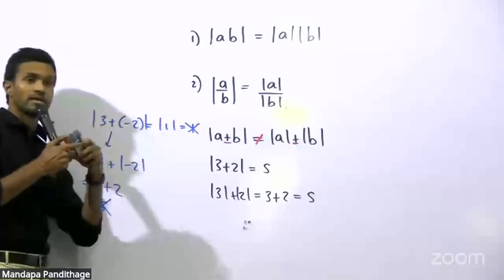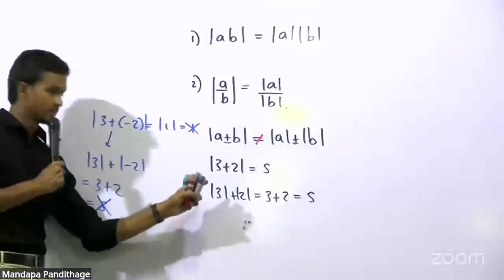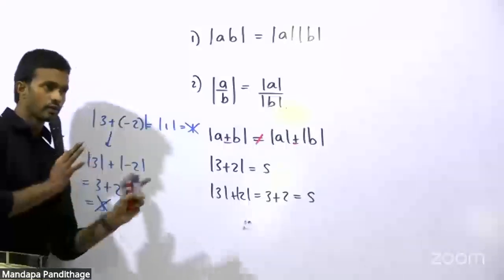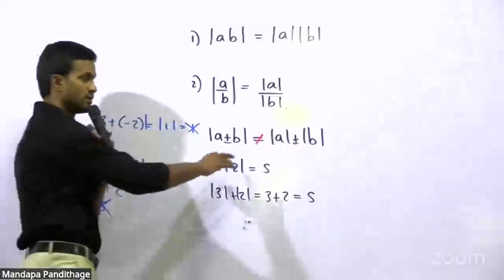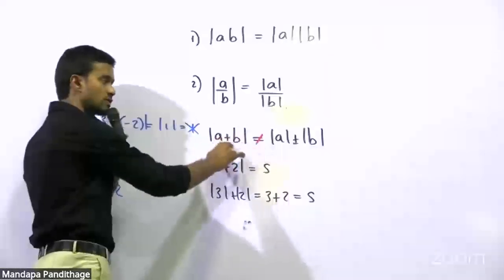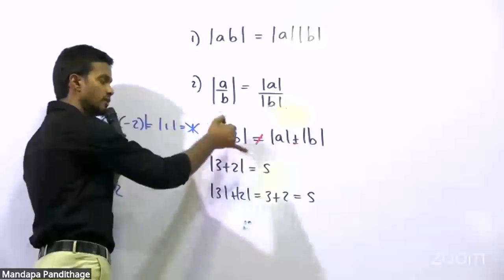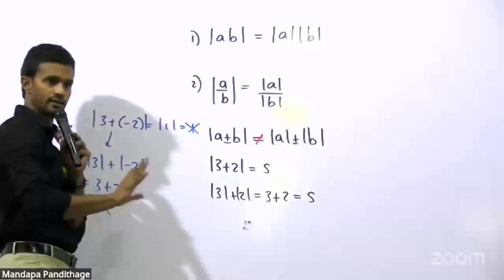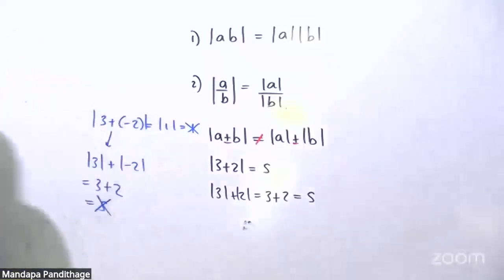Okay, so I'm not telling that this is wrong. There are instances where this is correct, but there are instances where this is wrong. So in general, we don't talk about that we are going to split addition over difference of modulus. Clear? So I'm not going to write it. Okay, I'm asking a question.